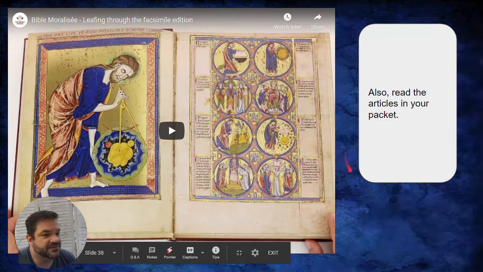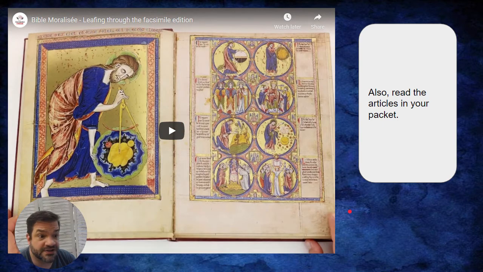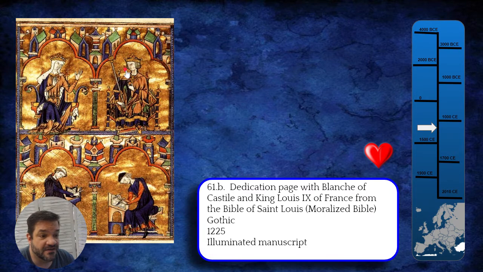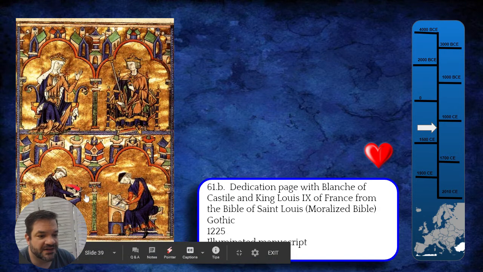So go ahead and give these videos a watch. They're going to leaf through the book for you and explain it. And this is the dedication page of the king. Now, this page was added to the Moralized Bible to dedicate it to Louis IX of France, his mother, Blanche of Castile, and the young boy king, Louis IX, okay, and the monks who were creating the book.